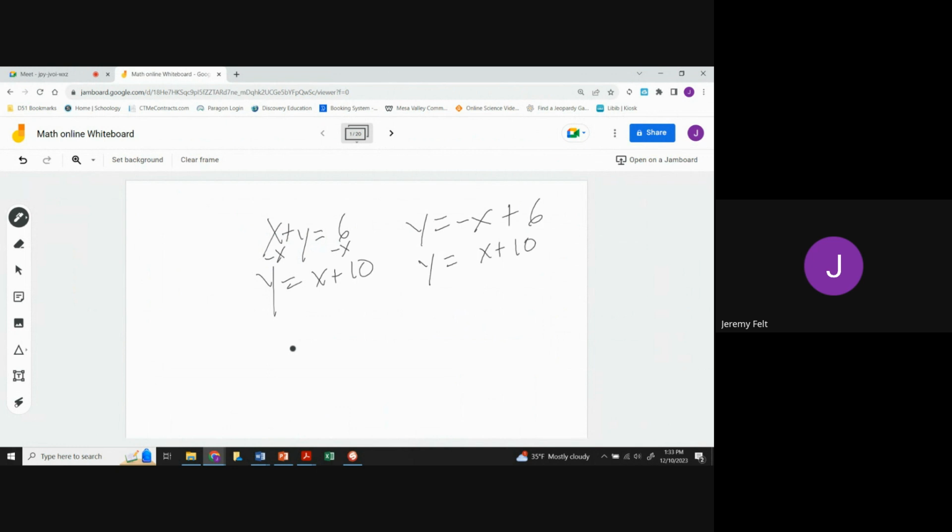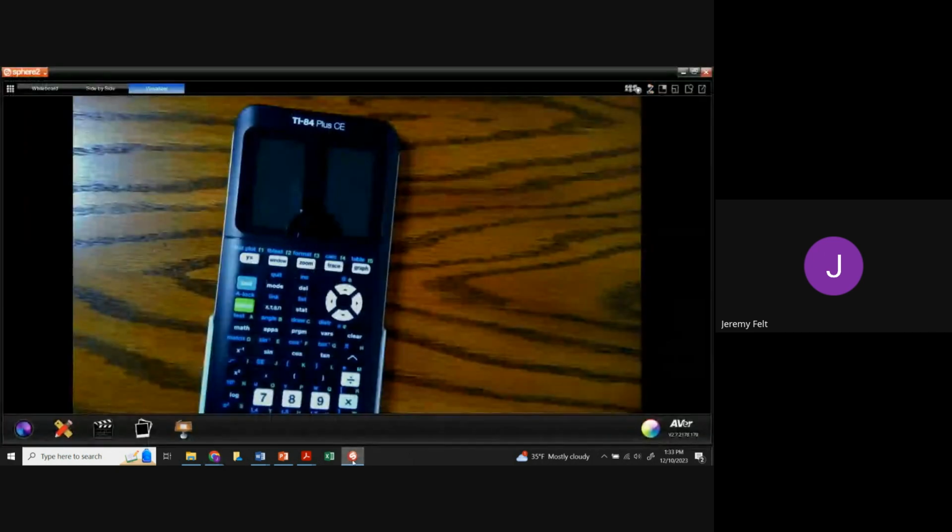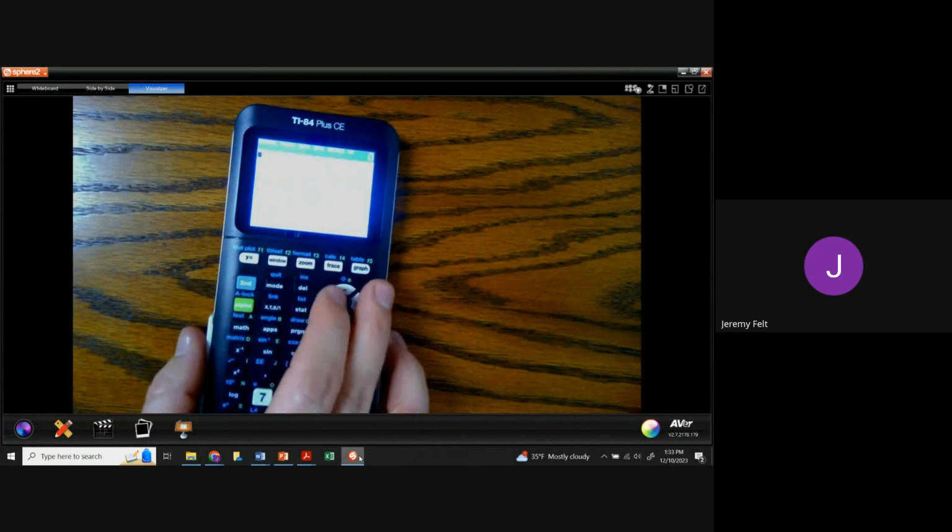Now that we have them in y equals mx plus b form, these are both lines. This isn't going to apply for only lines. You can have functions that cross 2 or 3 times depending on their shapes. Let's take a look. So we're going to go into our calculator.